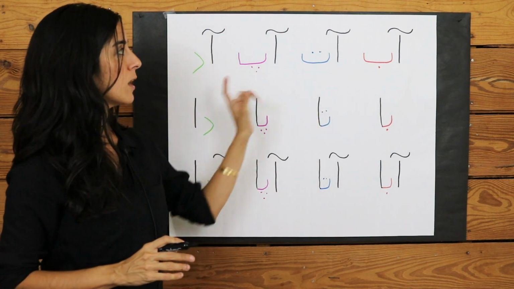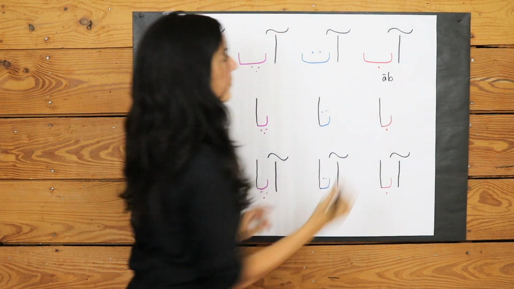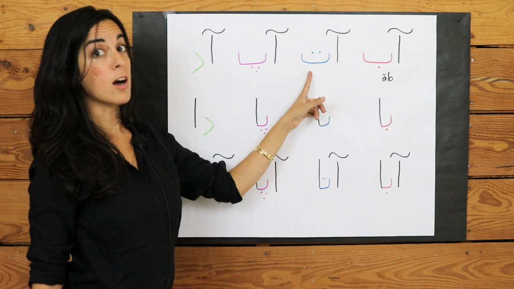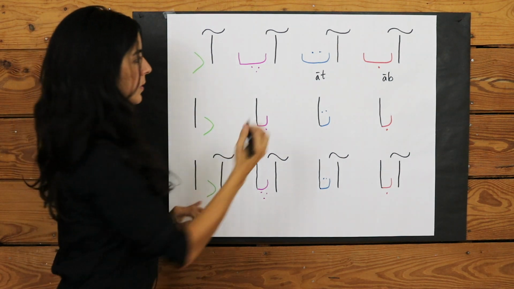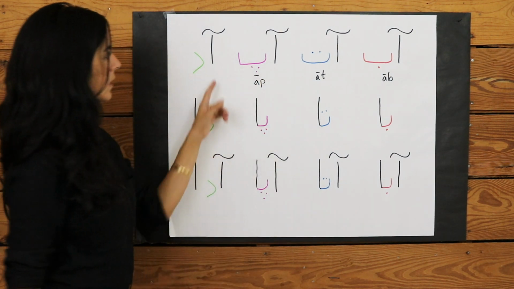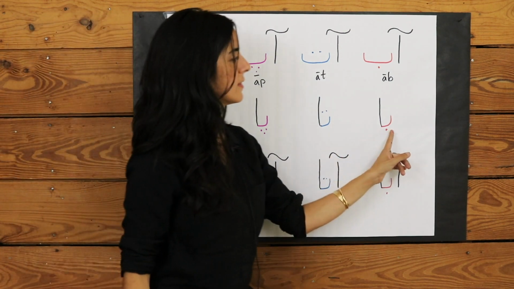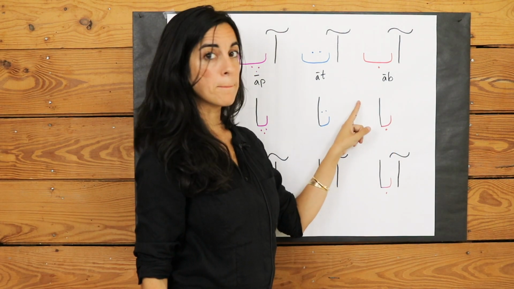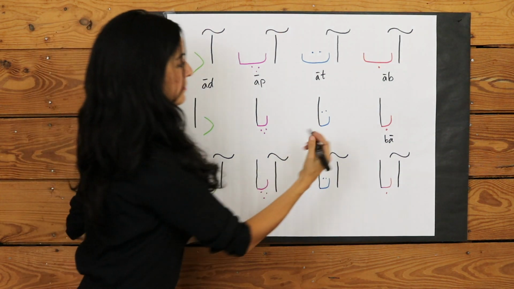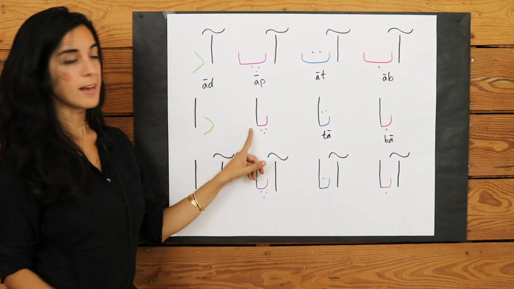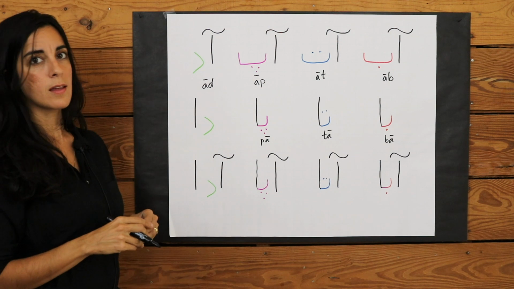So now let's go over all these again. I'll point to it. You say what it is. Ob. This one. At. This one. Up. And finally, odd. Then the opposite way around, ba. Next, ta. Next, pa. And finally, da.